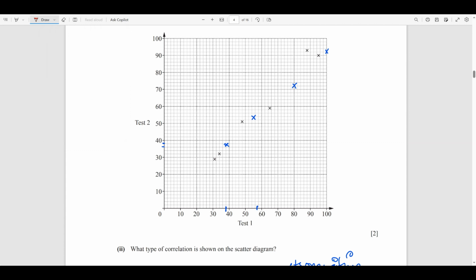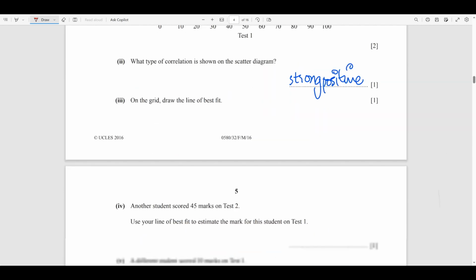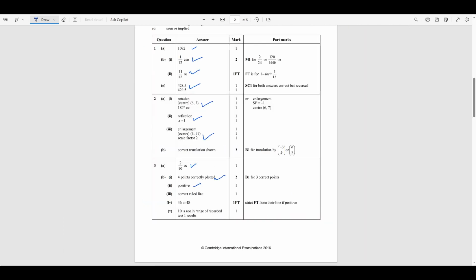That means we have to draw a line that's aligned with the best fit line. Doesn't look very best. Okay, so draw the best fit line. I think you will still get the mark on it. Correct ruled line. All right.